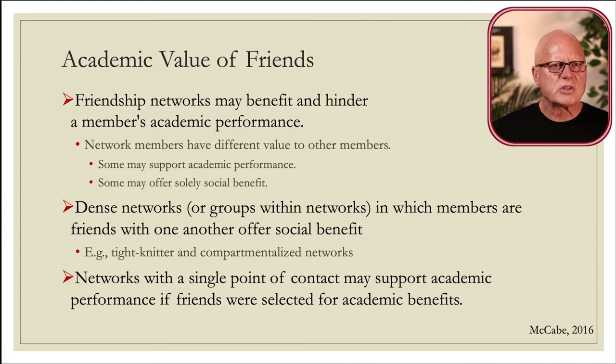But networks in which one person, for example, if I were friends with 15 other people who themselves are not friends with one another, is a type of network called a sampler network that is most likely to offer me academic benefit. But it's also least likely to offer me emotional benefit.